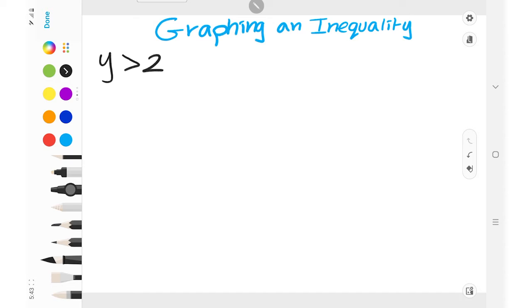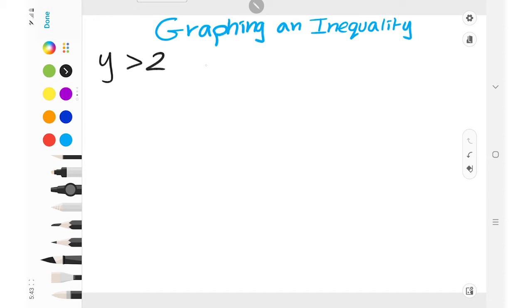Now here when we want to graph, if there is an equal sign, my answer will be different. The graph will be the same, but some little thing will be different, and now I will tell you what it is. So we have y greater than 2.